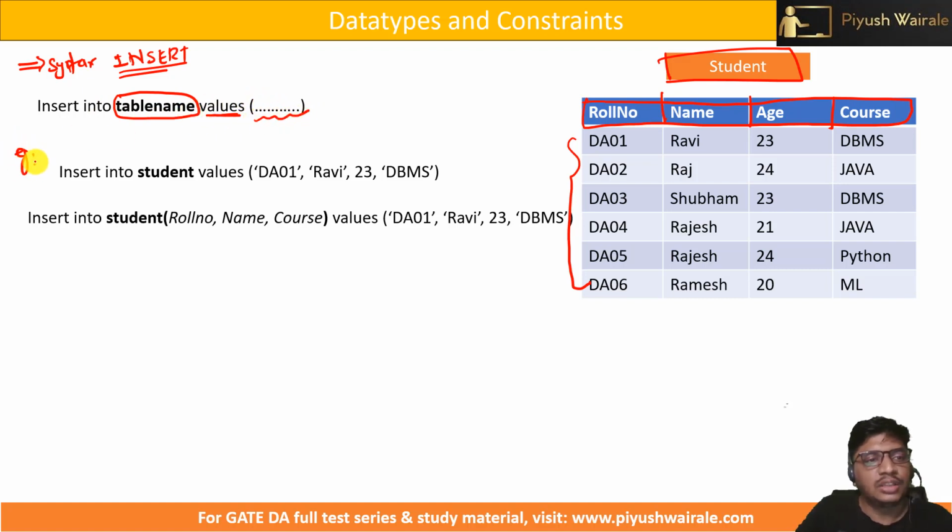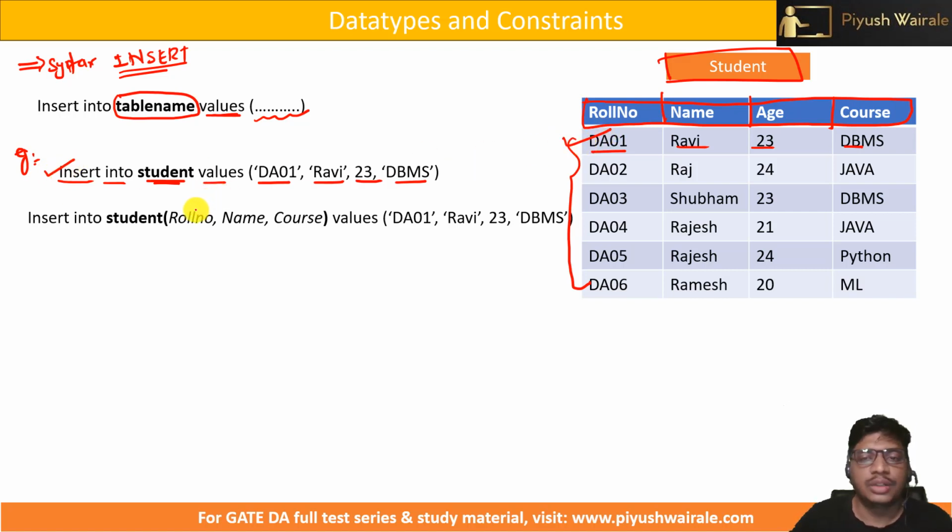For example, this is insert into student table. The values are 'DS01', 'Ravi', 23, 'dbms'. So if I execute this particular query, this will get inserted, right?